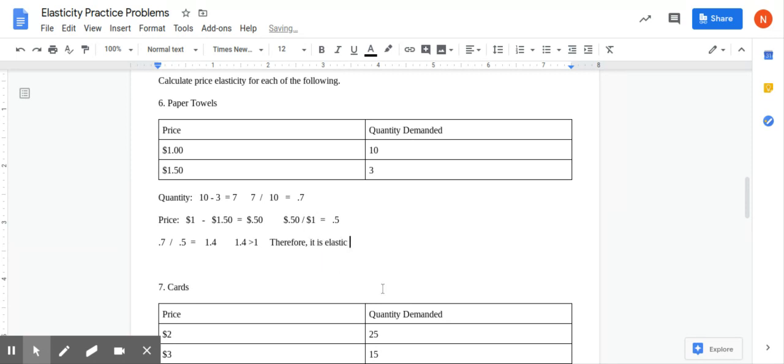Because, like we said at the top, if it's greater than 1, it is elastic. So that's the idea. That's what we're going for.